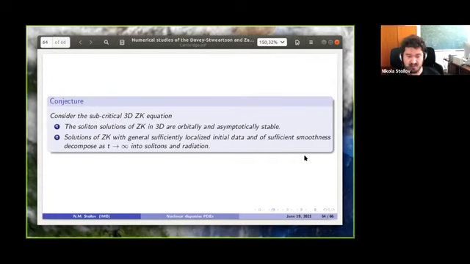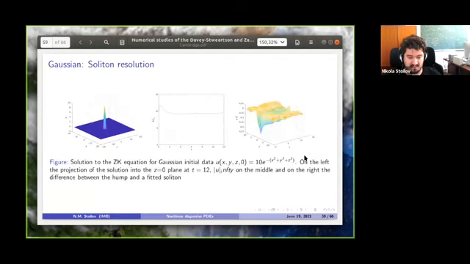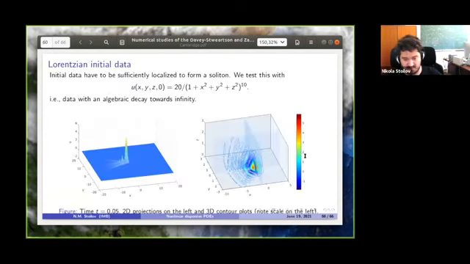So this is the conjecture, and the new thing is that if you have sufficiently localized data, for which we don't have exactly an analytical result, the solution will decompose into solitons and radiation. If you take a flat Lorentzian, so somehow there is a small flat thing on top, then it will produce a soliton.